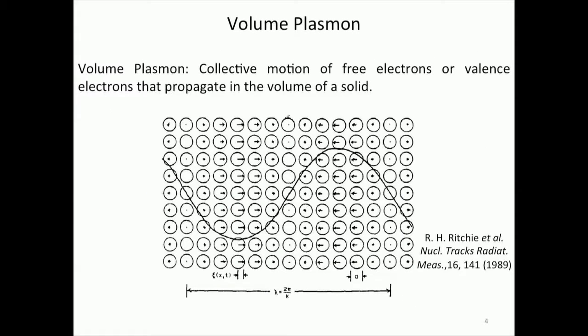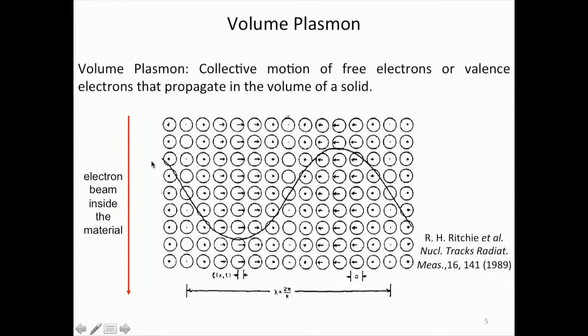And let's talk about volume plasmons. They are basically a collective motion of free electrons or valence electrons that propagate in the volume of a solid. Here I have a sketch from Richie, where he put schematics of the atoms. So each circle here represents an atom, and each arrow represents a displacement of electrons, specifically the displacement of electron clouds.